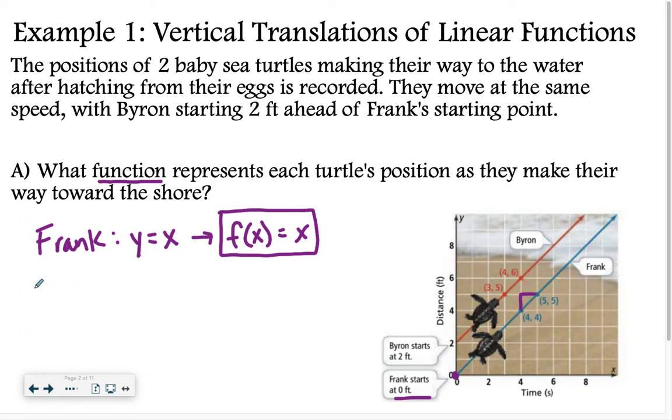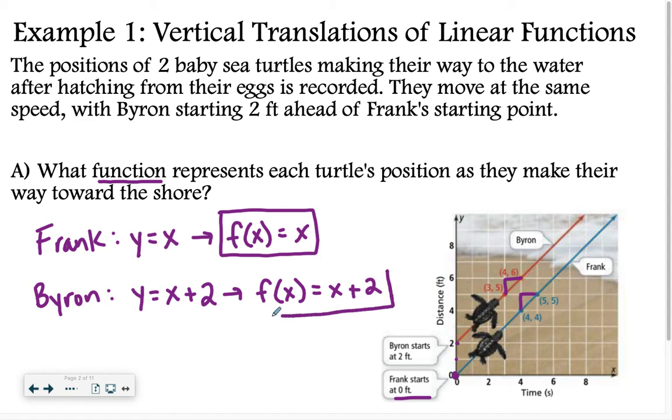Now let's look at Byron's. So we have Byron, and he's moving at the same speed as Frank, so up 1 over 1. So his slope is a positive 1 as well, so y equals 1x plus, but he starts 2 feet closer to the sea already. So I'm going to put y equals x plus 2 as his equation. Change that to function notation. F of x equals x plus 2. And that is Byron's function.